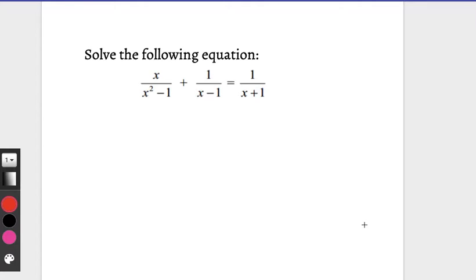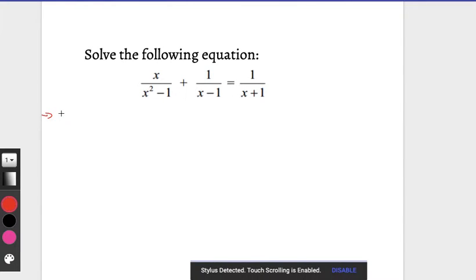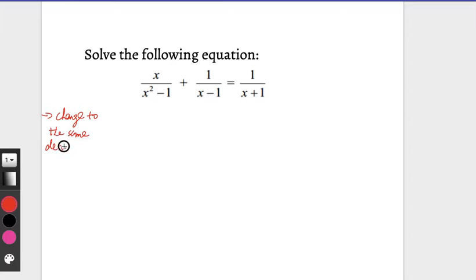In this video, we are going to talk about an example of a rational equation. As I mentioned in the previous lesson on rational equations, when we deal with them, the most important part is to deal with the denominator, and our goal is to change to the same denominator. So let's write that down here to remind us: change to the same denominator. That's our goal.